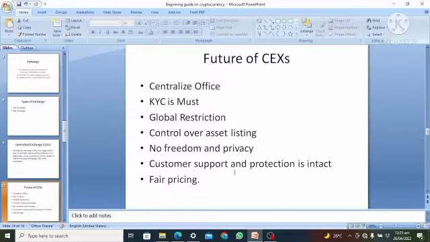Customer support and protection is intact. This is the good portion that everybody will like to ask about. What if I have an issue with my transaction? How can this be solved? That is why some people are very scared to engage in anything that has to do with online business. They say, what if I have an issue, that is how my money goes. No, that is why in centralized exchange, you can see that customer support and protection is intact.